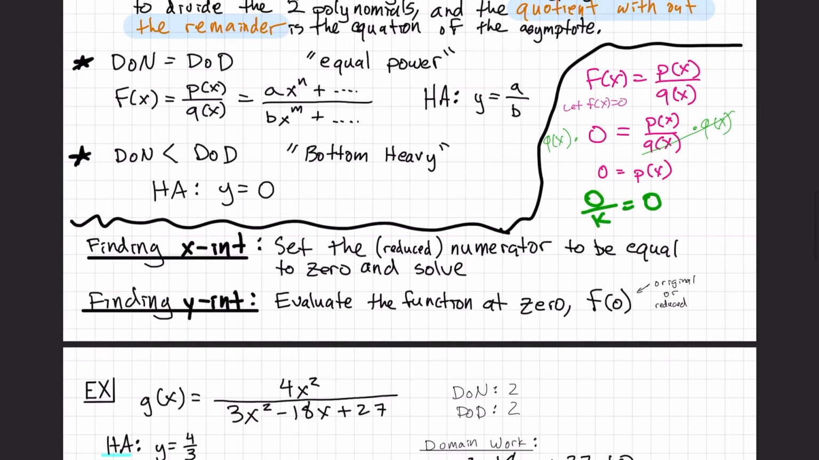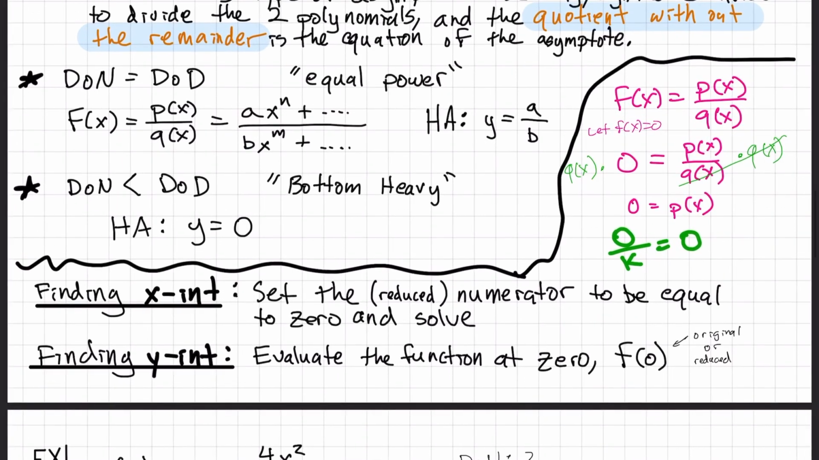All right. Lastly, let's talk about finding our x and y intercepts. For finding our x-intercepts, we set the reduced numerator equal to 0 and solve. Why reduced? Because it doesn't matter whether it's reduced or not, and if it's reduced, it's just easier math. Also, if it's reduced, I know that the value that's a hole is going to go away, so just make it go away. So set the reduced numerator equal to 0 and solve. Remember, if I have 0 over something, that's okay. That's just equals 0.